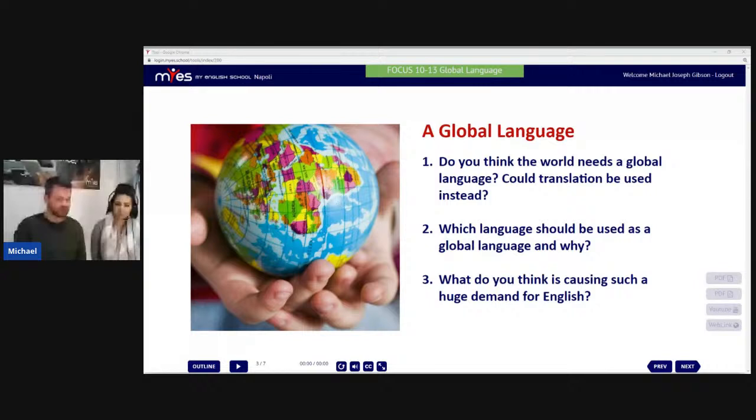Good answer. What about Anna Maria? What do you think about which language should be used as a global language? Anna Maria's surname's like yours. Yeah, it's almost like mine. I'll give these back over to you, Michael. Okay. Ask Anna Maria question number 2. If you could choose a global language, what do you think a global language should be and why?